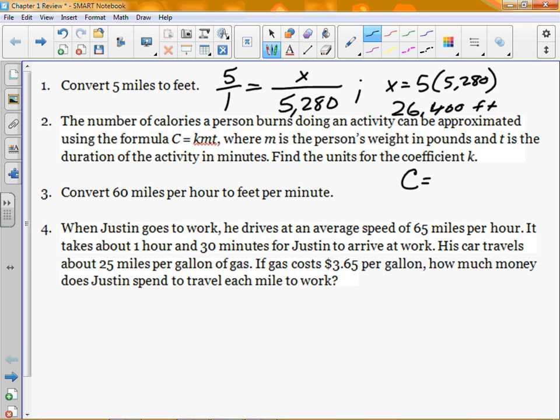So C equals K times M times T. C is calories. M and T. So M times T. What's the inverse of multiplying by M, of multiplying by T? Yeah. So divide by MT. Divide by MT. So then K equals C over MT.